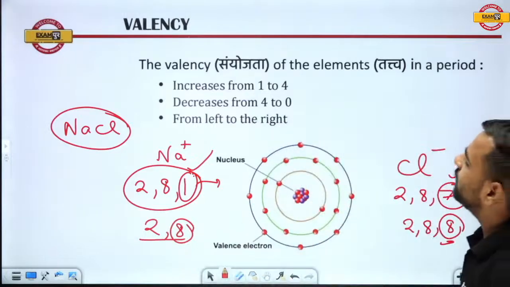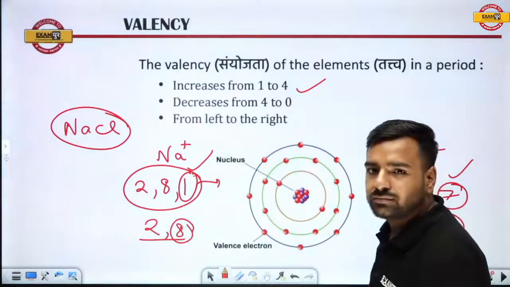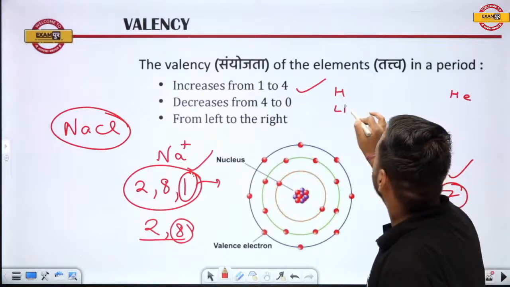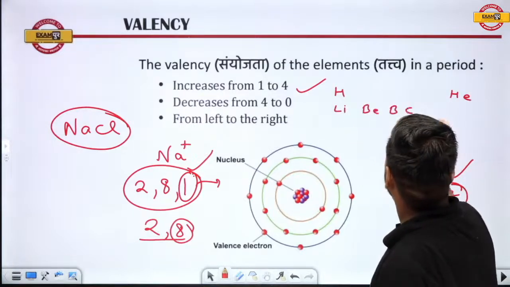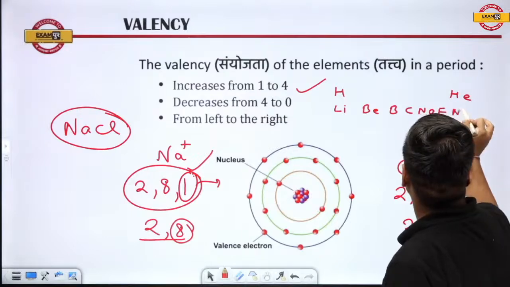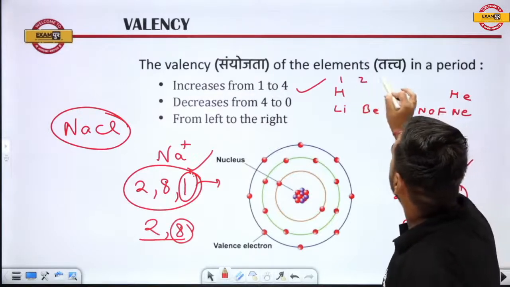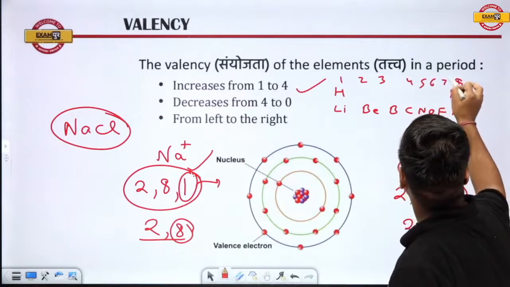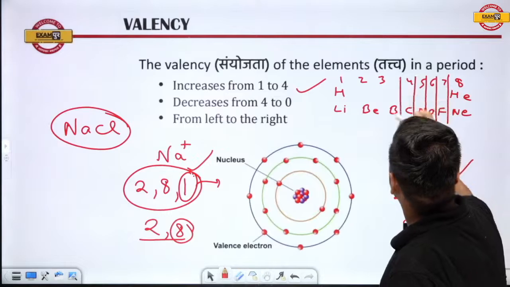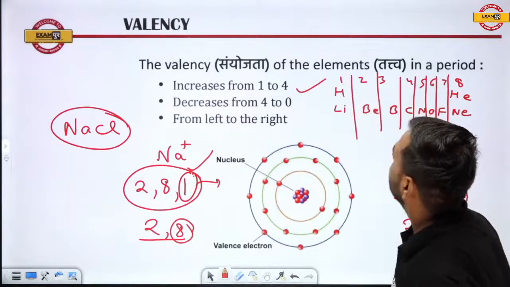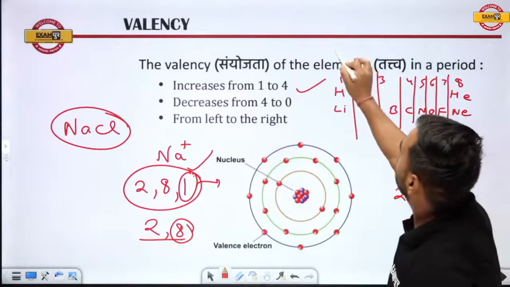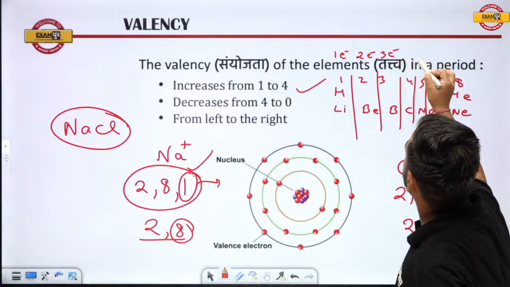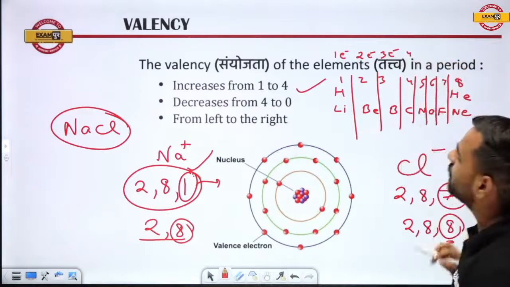So the valency of the elements in a period increases from 1 to 4. That is, if I talk about hydrogen, helium, lithium, beryllium, boron, carbon, nitrogen, oxygen, fluorine, neon. So we'll go here: 1, 2, 3, 4, 5, 6, 7 and this 8. Right? So if I go in this manner, I know that in the outermost shell there is 1 electron in this first group. That is 1 electron, this is the valence electron. Here 2 valence electrons, 3 valence electrons, 4 valence electrons, 5 valence electrons and so on.